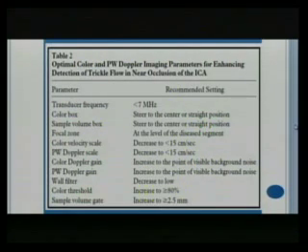Now, optimal color and power Doppler imaging parameters for enhancing detection of trickle of flow in near occlusion of the ICA. So when you are suspecting that there is near occlusion, or you want to give the patient the benefit of the doubt that there can be near occlusion, what parameters do you really want to use? You want to use a transducer frequency less than 7 megahertz. You want to use a color box steered to the center or the straight position. Remember, we talked about steer right, steer left, and how that can cause presence of color flow or absence of color flow. So you want to steer center.